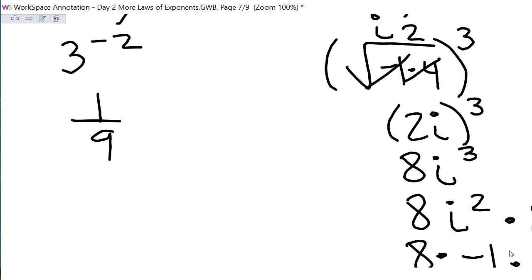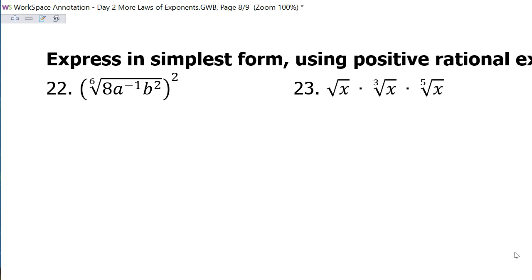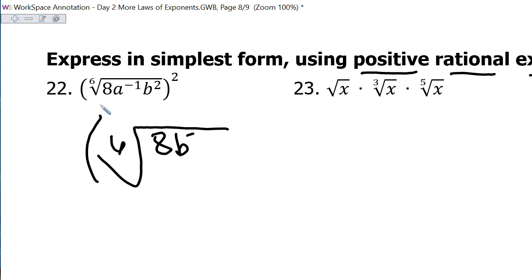Okay, the last section. It says to express the simplest form using positive rational exponents. So notice we have to have positive rational exponents. So we're not simplifying, we're just converting from radical form to rational exponent form. So looking at number 22, the first thing I would do is get rid of the negative exponents inside that right hand. So we'll have the 8 and the b squared up top, and a to the -1 goes to the bottom, becomes a to the positive 1.